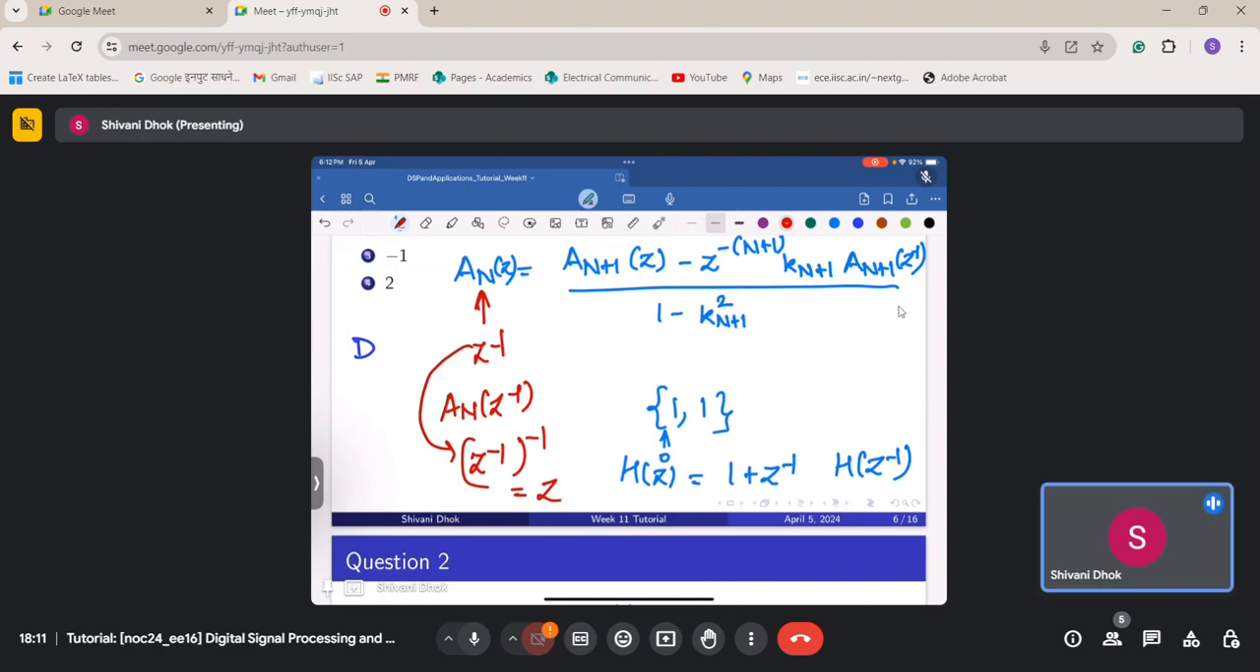So what you need to do is look at the very basic form of A_n(z). You will see that it is a polynomial in z inverse, but it is actually a function of z. Just take that form, and when you are writing A_n(z inverse), wherever you find z, just replace it by z inverse. Simple.